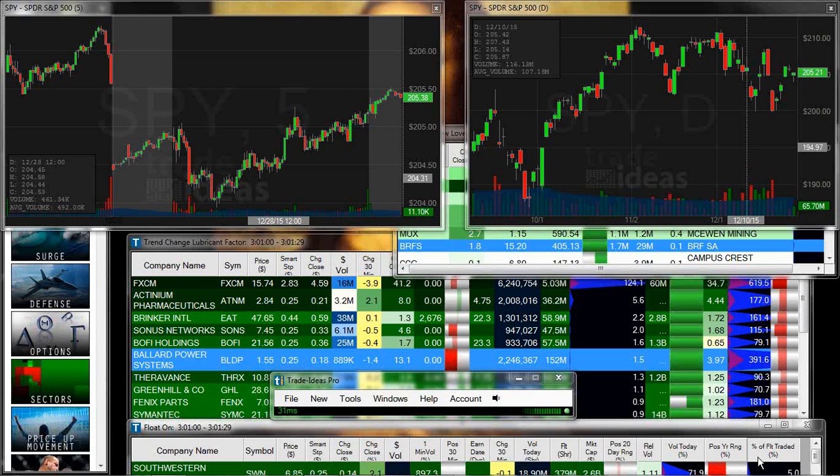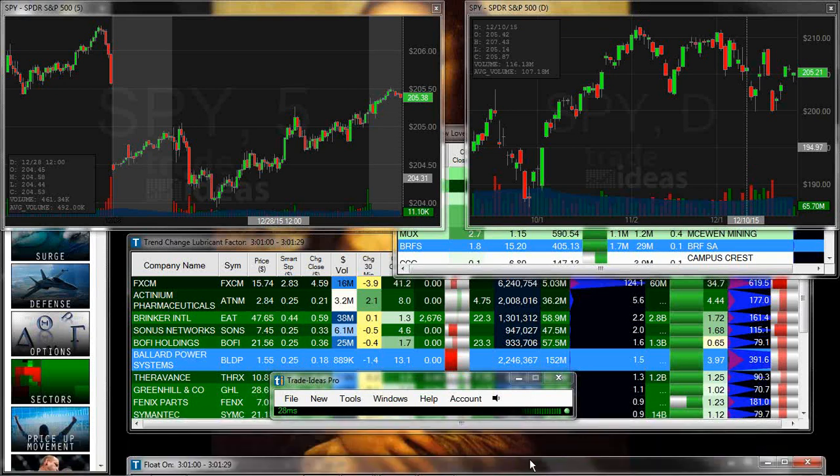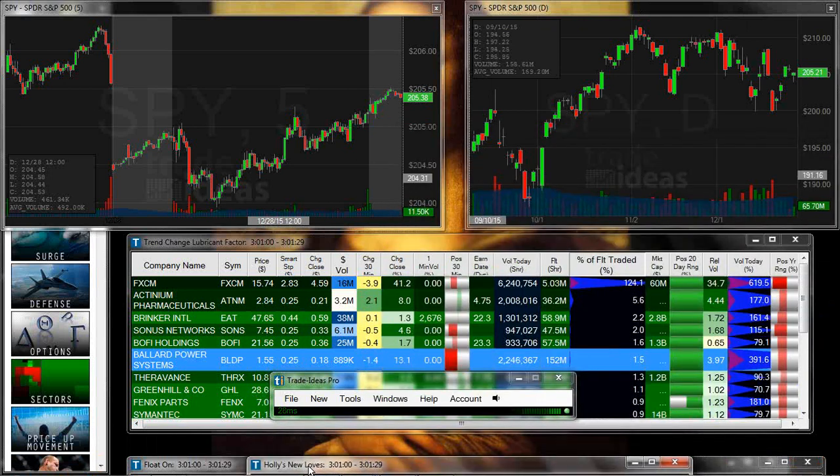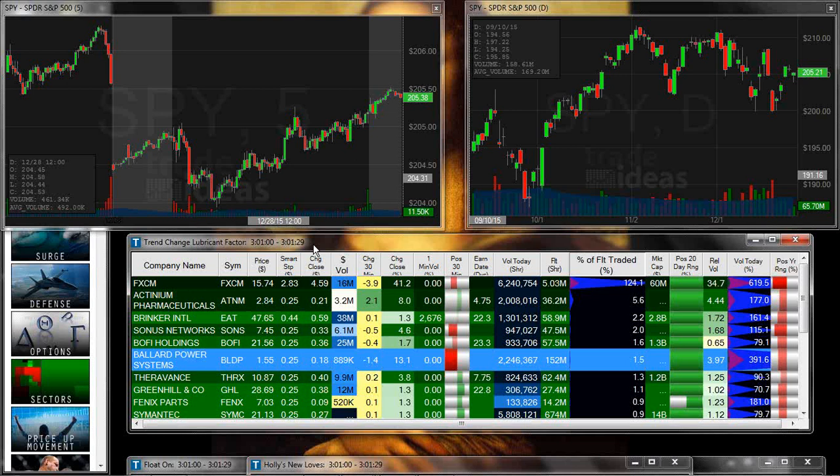Okay, so what I'm going to do is move some of these windows down to the bottom here and pull them up as we discuss them. For those of you who are subscribers, this screen right here should look familiar. We've had several different variations of this screen, some of the small cap, the large cap, but this one is the trend change lubricant factor. So we're going to be focusing on it to get started here.